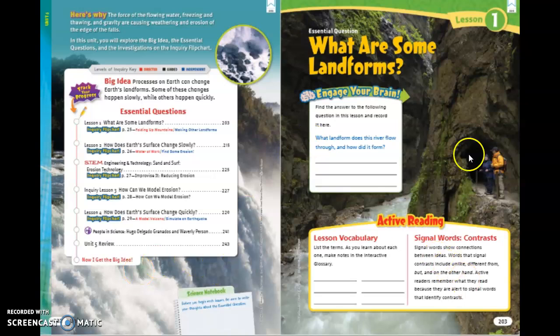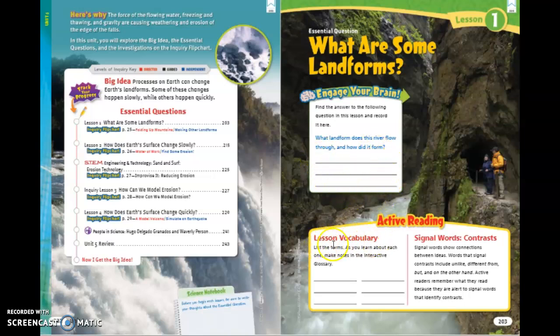Please turn to Unit 5, Lesson 1, page 203. The essential question for this lesson is, what are some landforms? Now let's go to the Engage Your Brain section. It says, what landform does this river flow through, and how did it form? We will find the answer to this question in this lesson. Once you have found that answer, record it on the lines below.